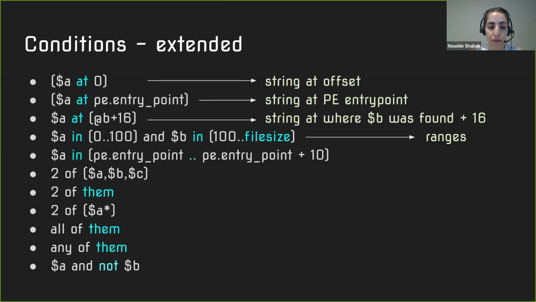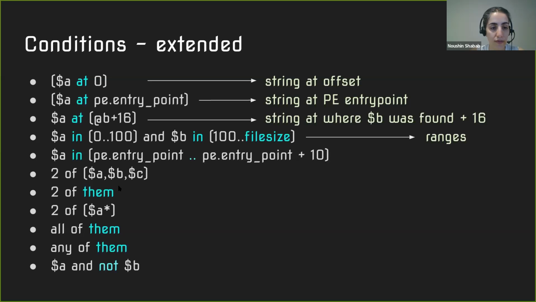Next one, string A in the range of pe.entry_point to pe.entry_point plus 10. So it's clear what this means. It means that we want the string A to be somewhere in the first 10 bytes of the instructions that are going to be executed in the code.